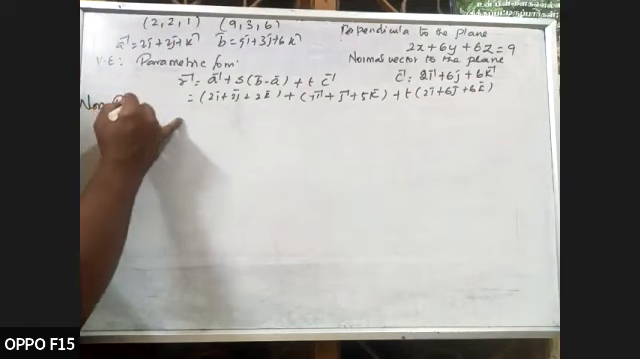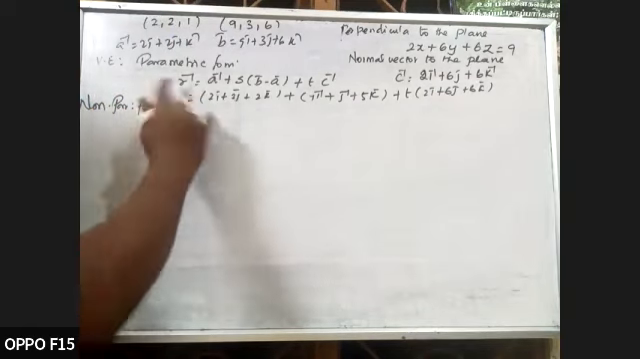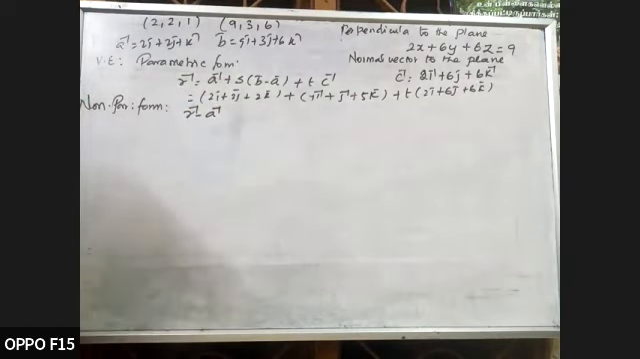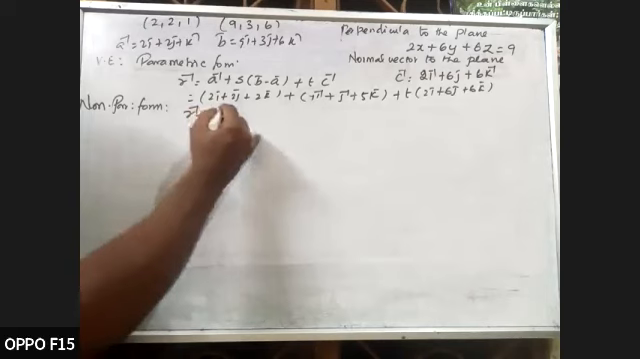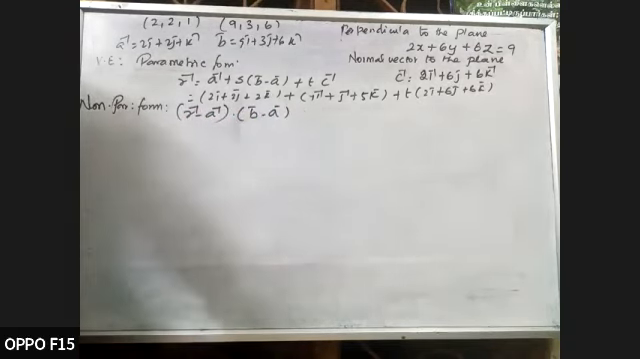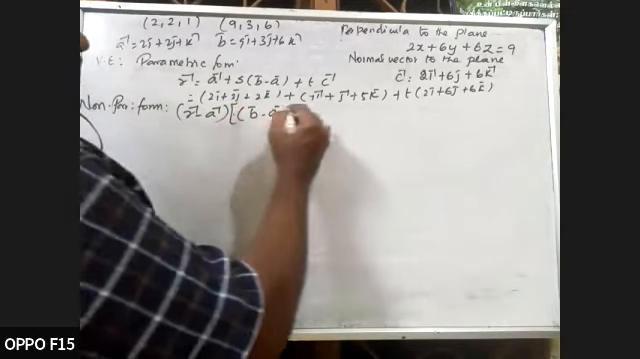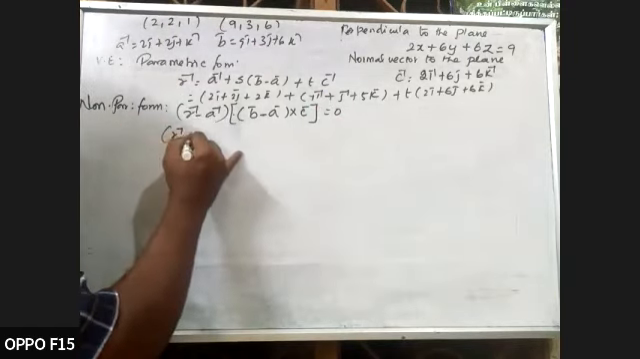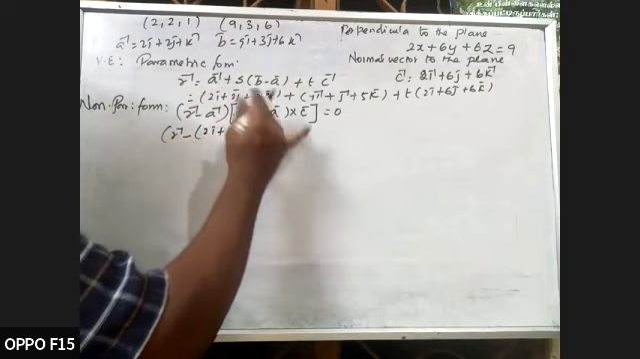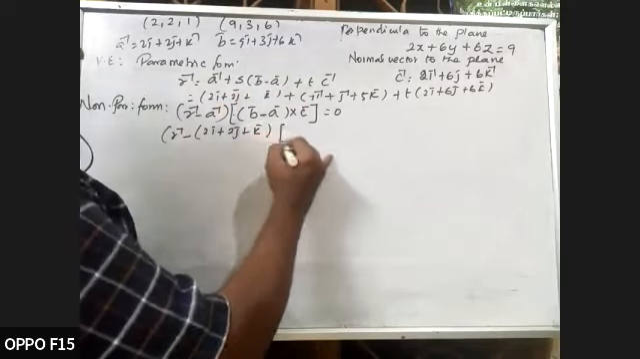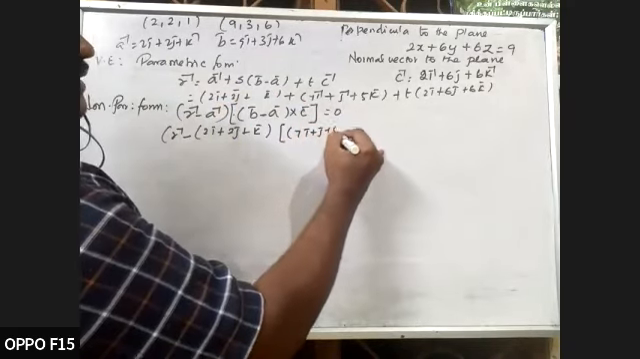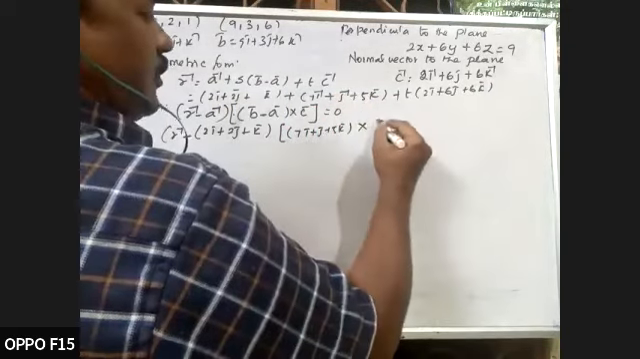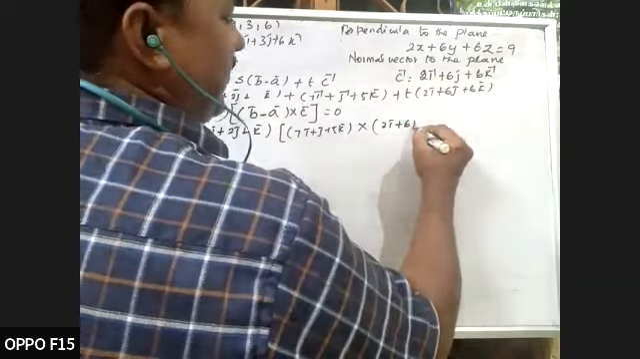Next one is the non-parametric form. What is the formula? (r vector minus a vector) dot (b vector minus a vector) cross c vector equals 0. Here r minus a is r vector minus (2i plus 2j plus k), and b minus a is 7i plus j plus 5k, cross c vector, which is 2i plus 6j plus 6k vector.